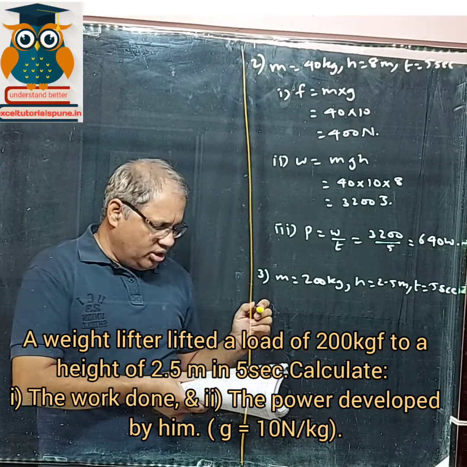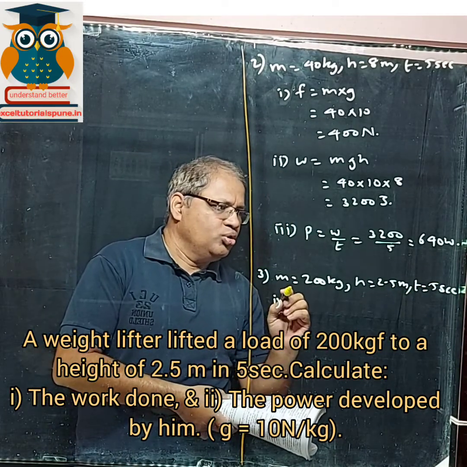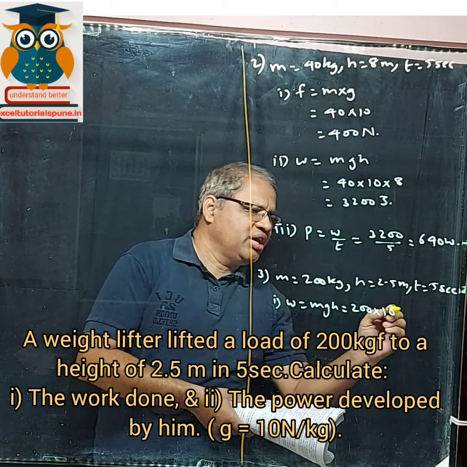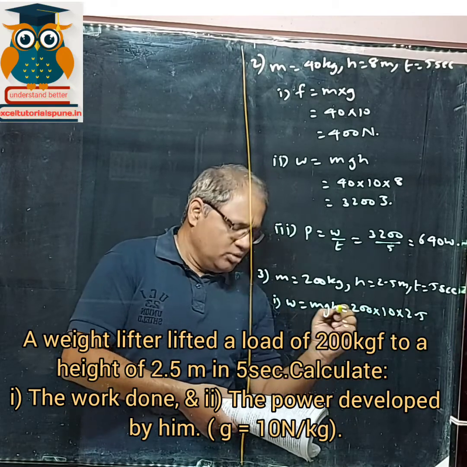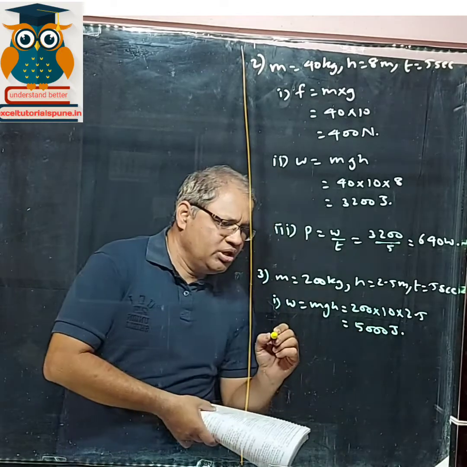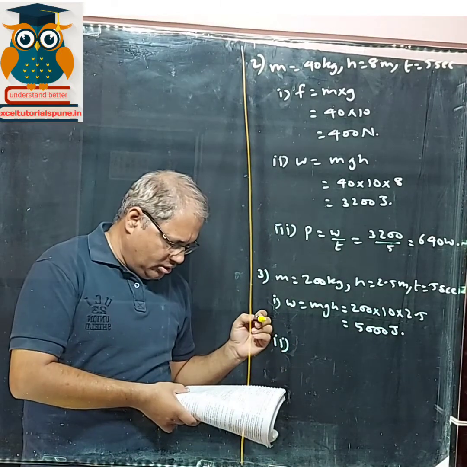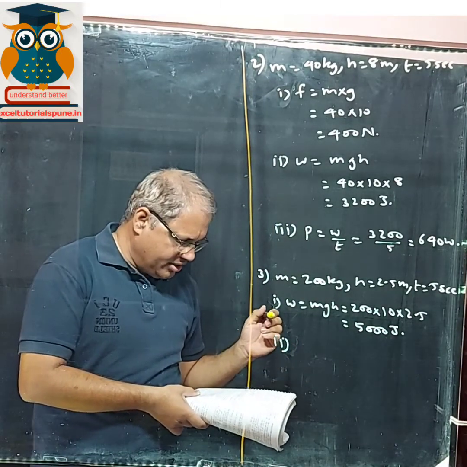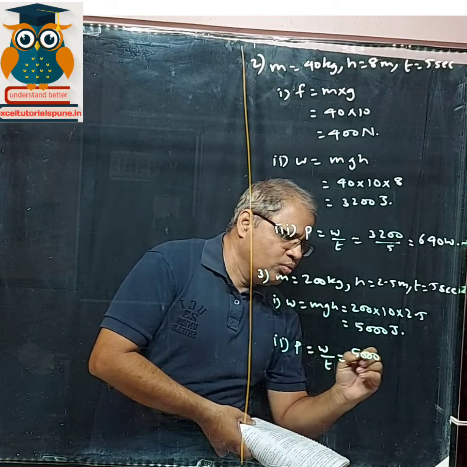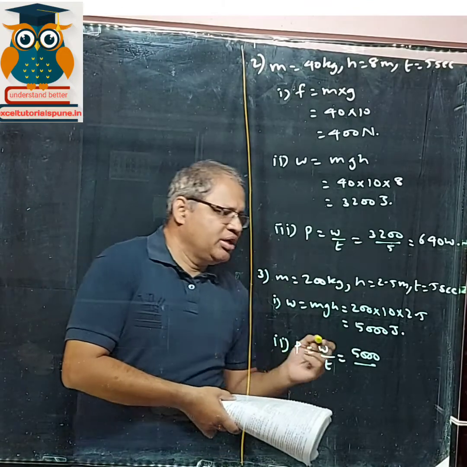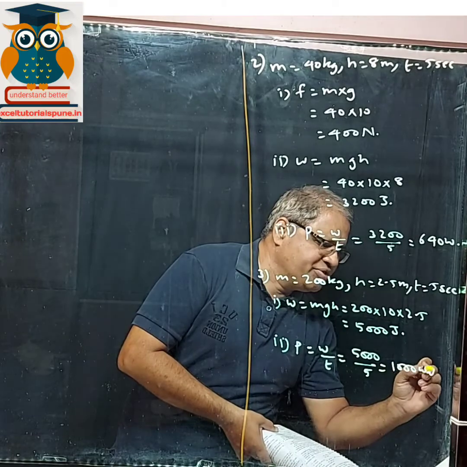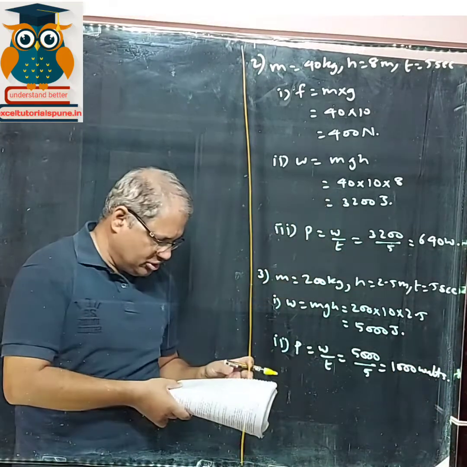Then calculate the work done. First part. So work is equal to mgh. Mass is 200, g is 10, h is 2.5. So it is coming to 5000 joules. Then second part, the power developed by him. So power is work upon time. Work already we found out 5000. Time is given 5, that is 1000 watts. Power is given in watts.